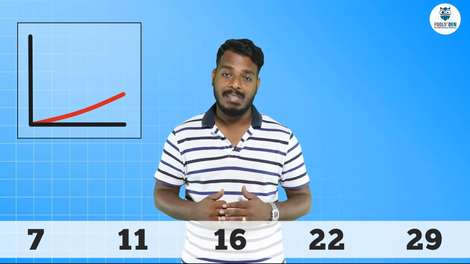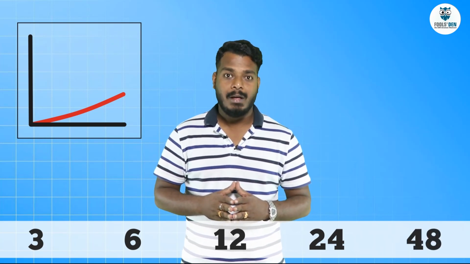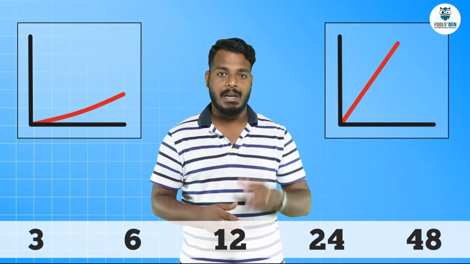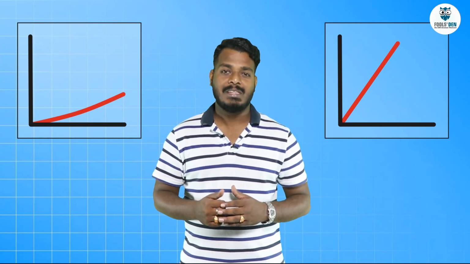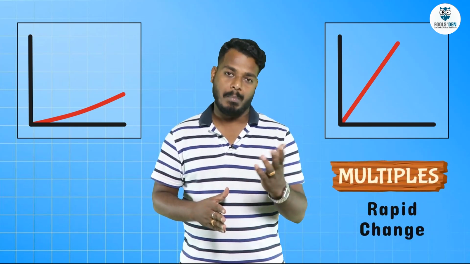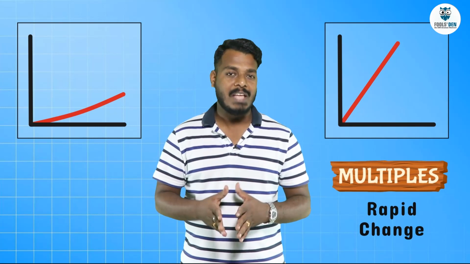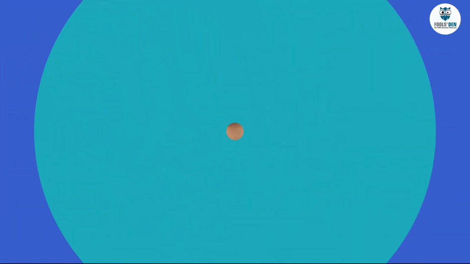Whereas, have a look at this series: 3, 6, 12, 24, 48. Here you can see that the series increases rapidly. So, can we say that whenever there is a rapid increase in the series, most probably it would be based on multiples, and when there is a gradual change in the series, it's based on difference.